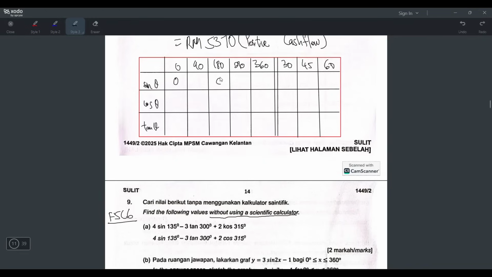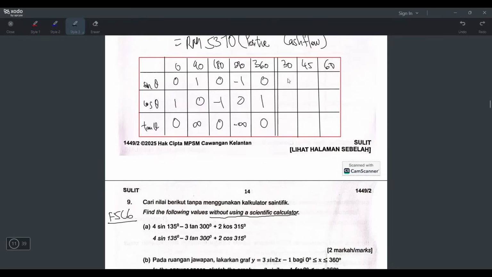Okay, kalau sine 0 is 0, sine 180, 360 is also 0. Tapi kalau cos 90 and cos 270 is 0. And then kalau tangent 0, tangent 180, tangent 360 all 0. Okay. And then kalau sine 90 is 1, sine 270 is negative 1, cos 0 is 1, cos 360 is also 1, cos 180 negative 1, tangent 90 is math error, and then tangent 270 is math error, so negative infinity.